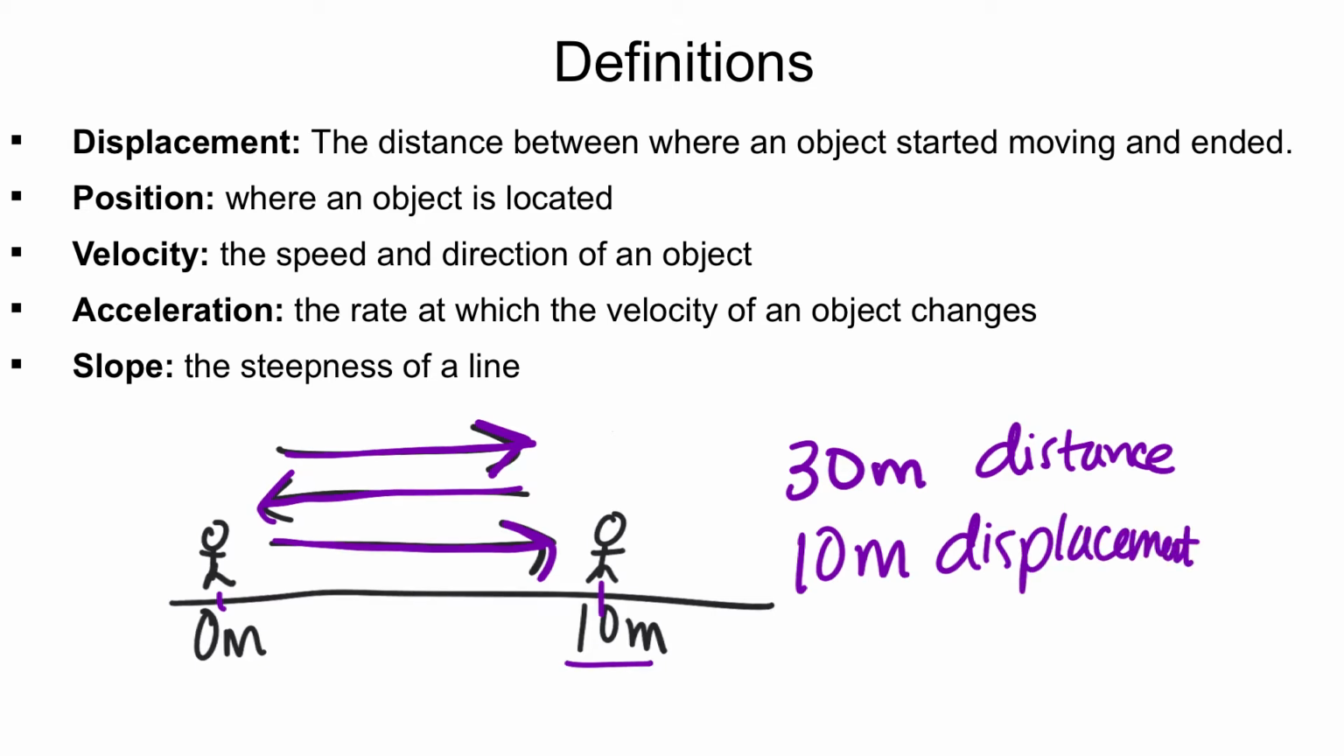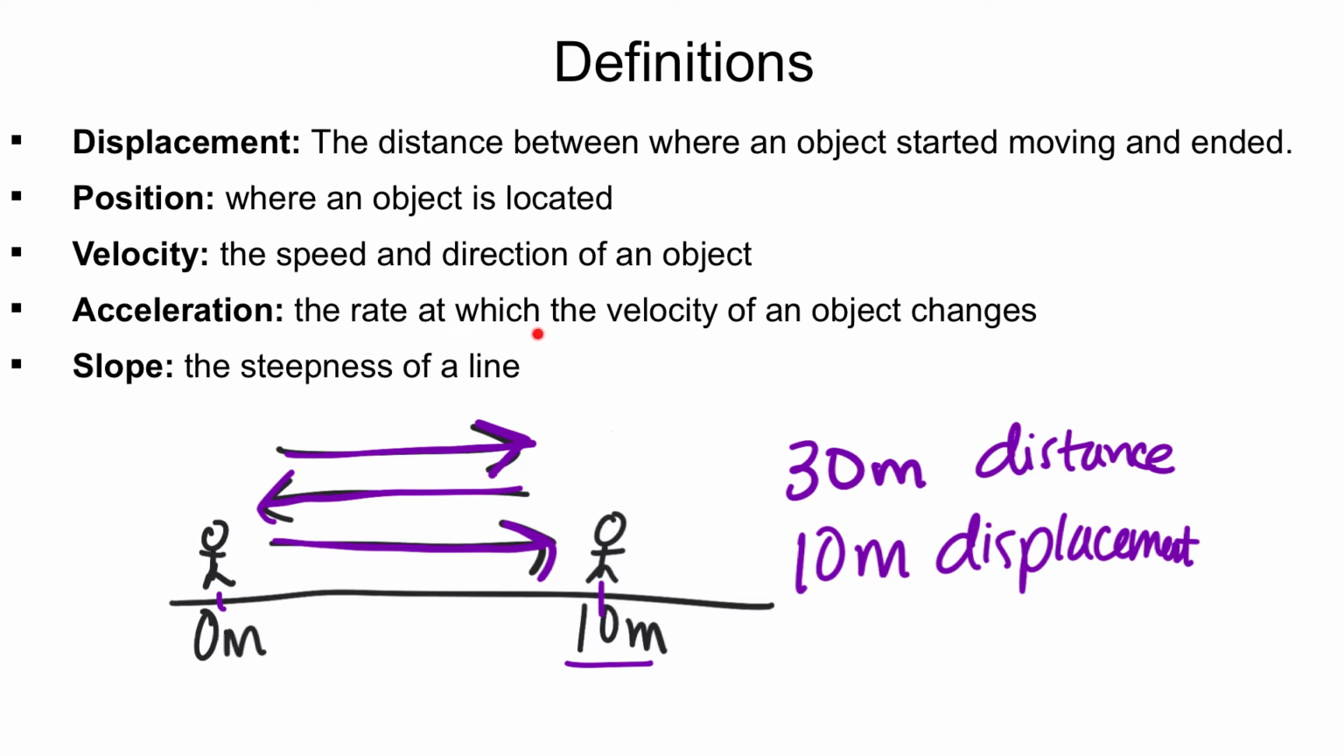All right. Next definition is position. That's simply saying where the object's located. So a position time graph is telling us where it's located at that point in time. For instance, if this guy starts off at 0 meters, that's his position at the start, and he ends at a position of 10 meters. Velocity is the speed as well as the direction of an object. Speed is simply how fast you're going, and velocity includes how fast you're going as well as which way you're going.